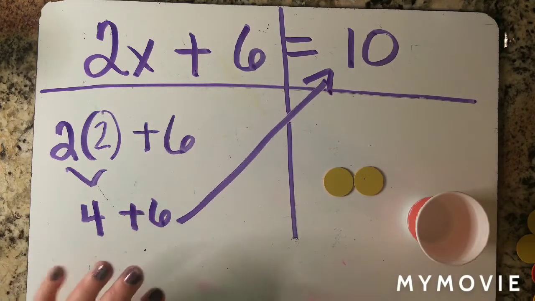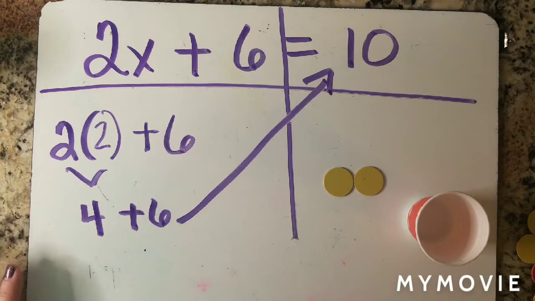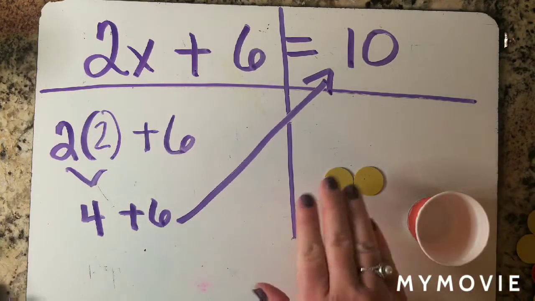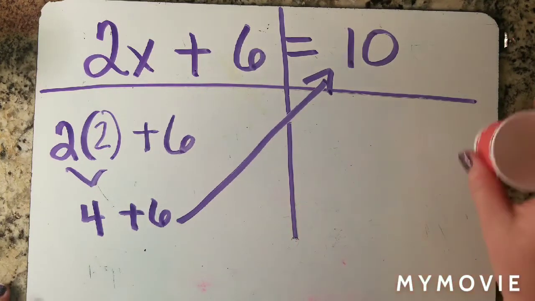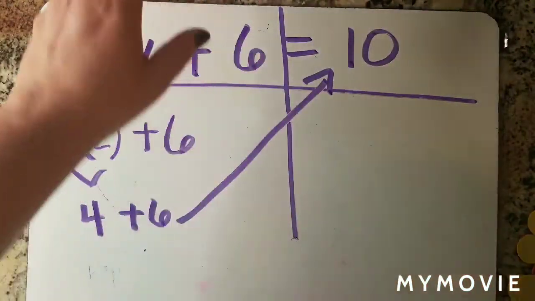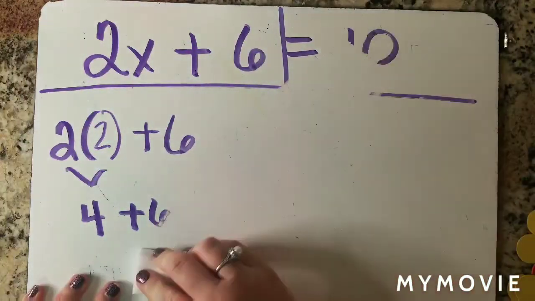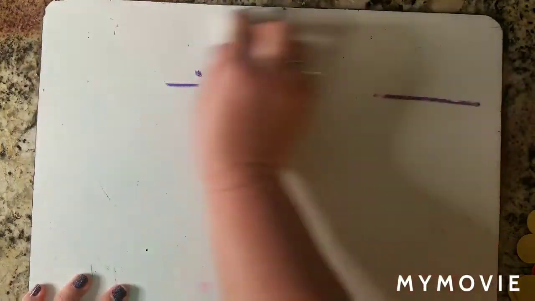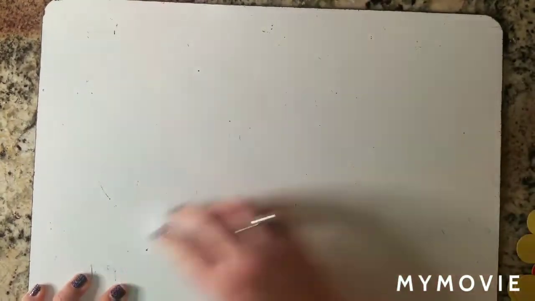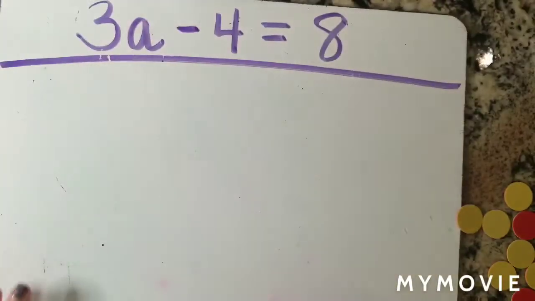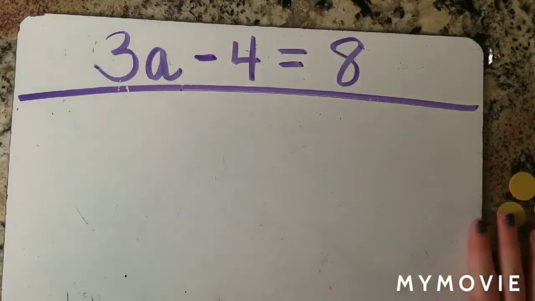Bear with me. Don't freak out yet because we just started. So I'm going to do another one as an example, and then we'll try together. Okay? Let me erase this. Okay, let's try another one.